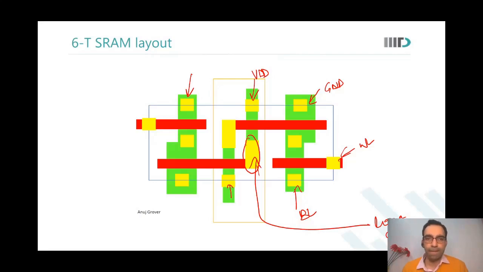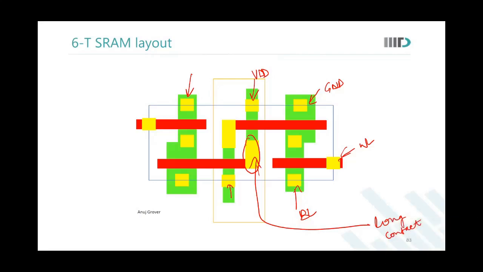Sir, DRC rule is not being followed. Why are we not following the DRC rule? Sir, because it is memory. So if it is memory, then we will not follow DRC? We follow so many DRCs in memory. On contacts there is an area DRC, so the area DRC must be getting followed, meaning it is rectangular.